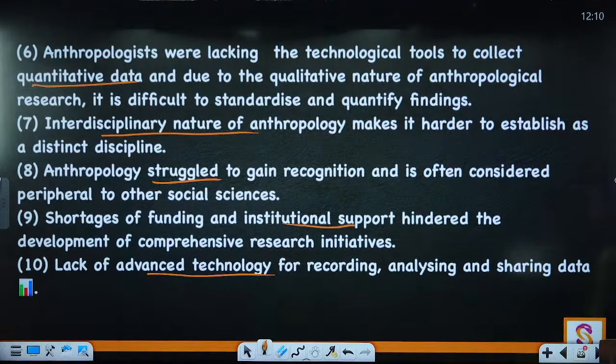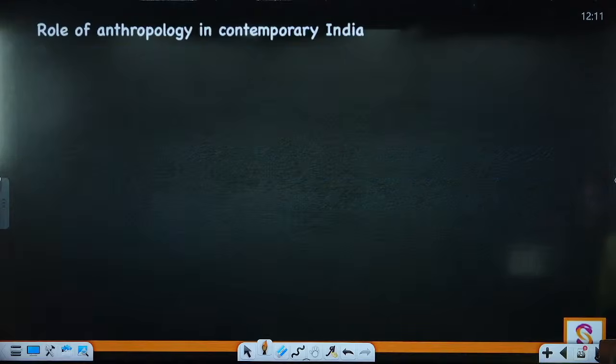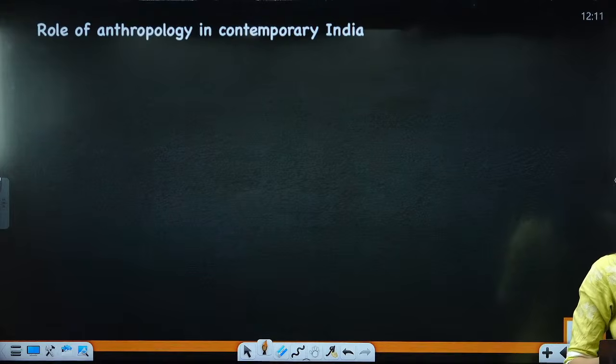Next, lack of advanced technology for recording, analyzing, and sharing data. Fine. So that's how we are basically done with this part.